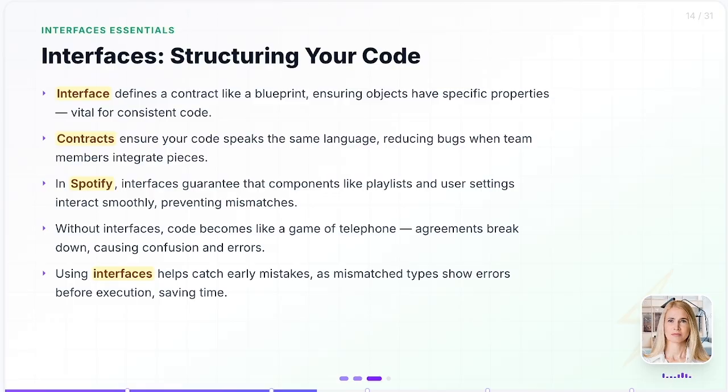When Spotify developers work on different parts of their app, they use interfaces to ensure components like playlists and user settings integrate seamlessly. Without these contracted agreements, the code can get messy quickly, leading to bugs and mismatches. In a large team, they prevent massive confusion by enforcing structure and consistency. Remember, the beauty of interfaces is not just in setting expectations, but in revealing errors early before they become costly mistakes.